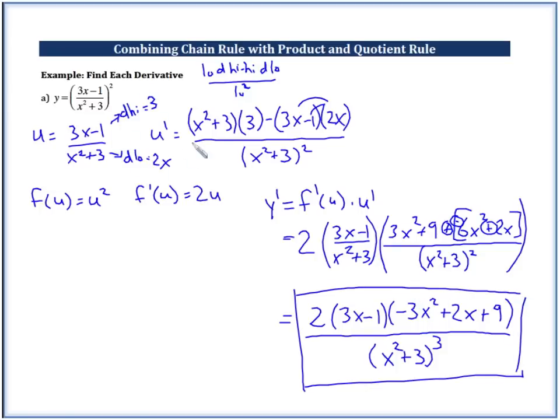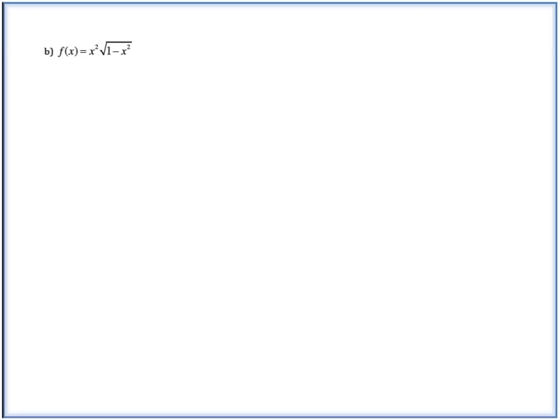These can get a little bit lengthy, a lot of legwork, because we have to substitute in here our quotient rule because our u function had a quotient of functions. All right, let's move on. In our next example, we have the product rule because we have x squared times the square root of a function, and we have the chain rule because we have the square root of a function. So let's go ahead and rewrite this first.